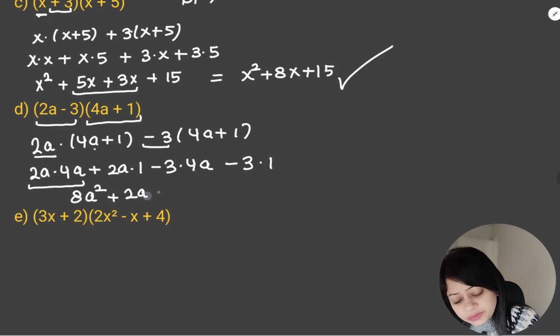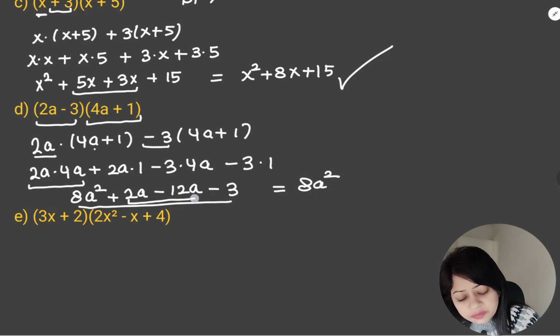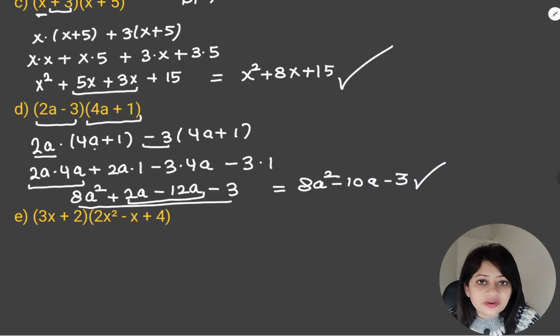What is 3 times 4a? 12a. Minus 3 times 1 is minus 3. Can you simplify this further? Yes, it will become 8a square. What is 2a minus 12a? It is minus 10a minus 3. This is our answer.